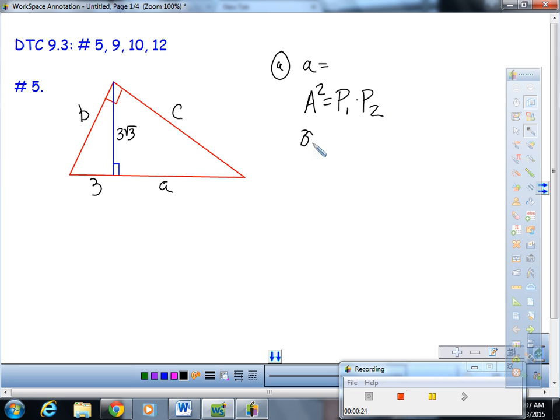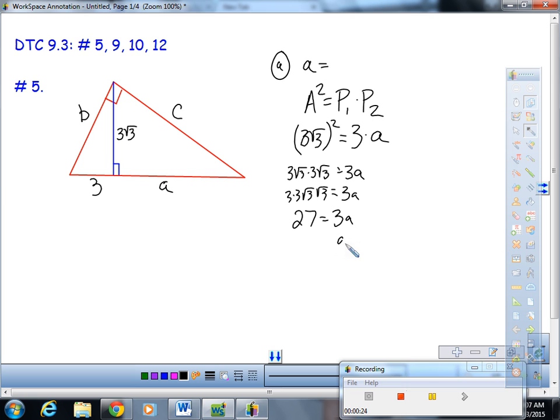So 3 radical 3 squared is equal to 3a. That is 3 radical 3 times 3 radical 3. I'm just going to write all this out because you guys struggle a little bit. So that could be written as 3 times radical 3 times radical 3. That's commutative. So this is 9 times 3. That's 27. So A is 9. You don't have to write all that out, but I wanted to write it all out for you because I know there are people that are struggling with working with radicals.